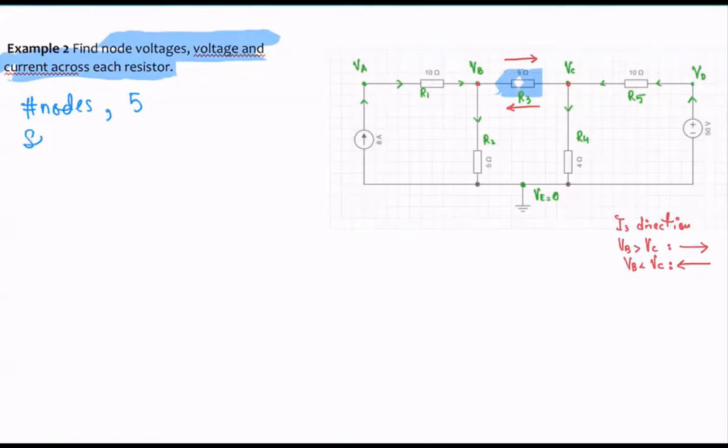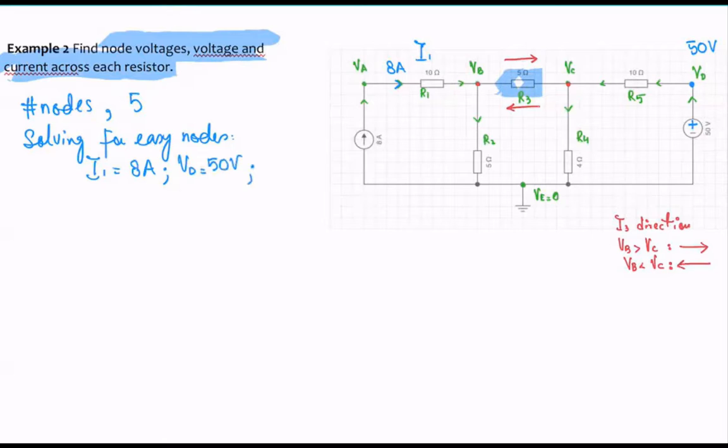Next, solving for easy nodes. Here we have I1, which is flowing across R1. I1 is 8 amps, right? So I1 is going to be 8 amps. Also, we know VD here is going to be 50 volts, right? It's connected to the positive terminal of the battery. So VD is 50 volts. And VE we know is going to be 0 volts, because it's connected to the ground.